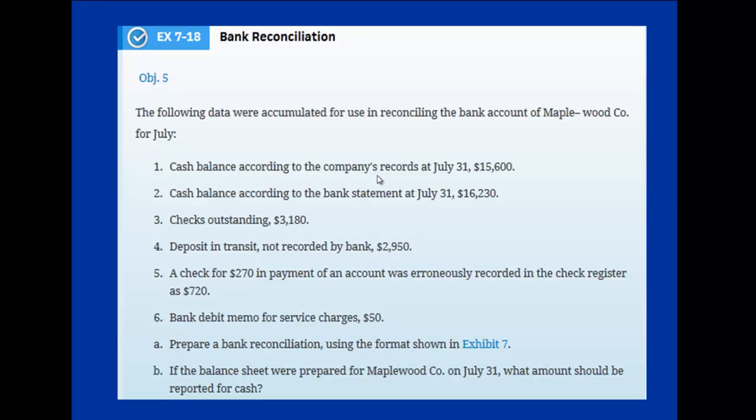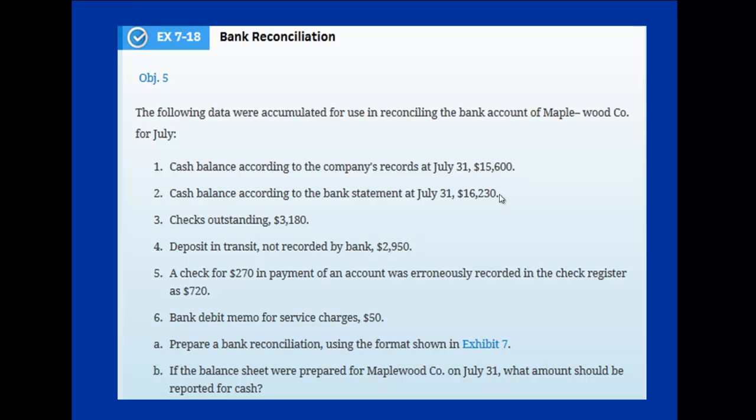cash balance according to our accounting records as of a specific date versus the bank statement at the same date. So basically the bank statement that we get in the mail says on July 31st, we have a balance of $16,230. According to our records, we have $15,600. We need to understand the differences between these two.